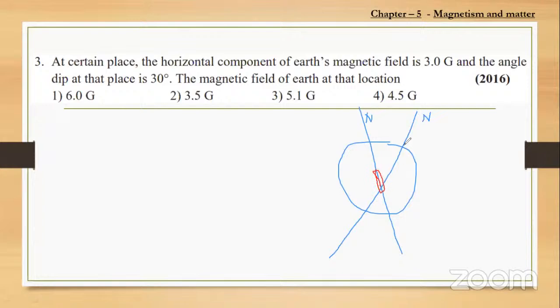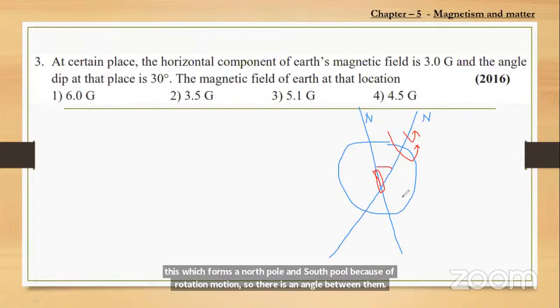But the rotation direction of the earth, which causes a pole as the north pole, if it is rotating like this, the earth forms a north pole and south pole because of the rotational motion. So there is an angle between them. This angle is called declination.